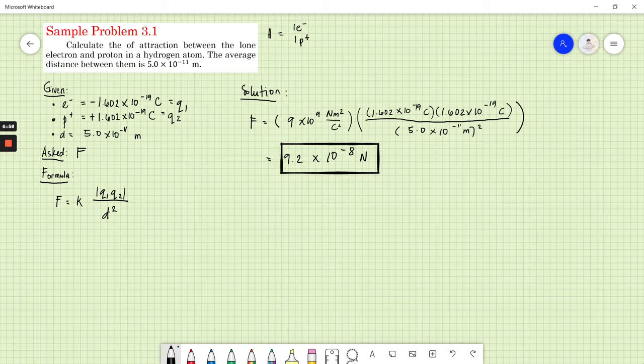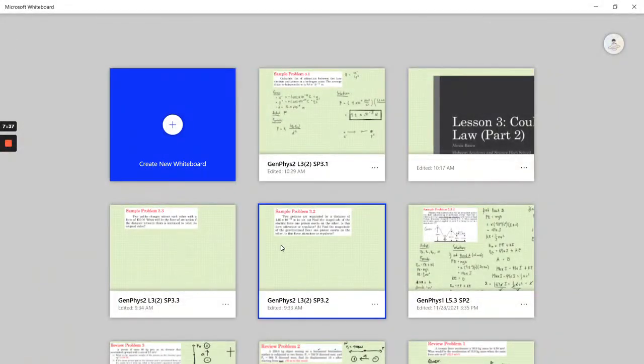So it's quite easy, right? So that is how you use Coulomb's law to measure the force of attraction or repulsion between two point charges. In this situation, we have an electron and a proton, and they're being attracted towards each other. Okay, so the magnitude of the force of attraction is 9.2 times 10 raised to negative 8 newtons. So that's quite easy. Let's move on to our next sample problem.